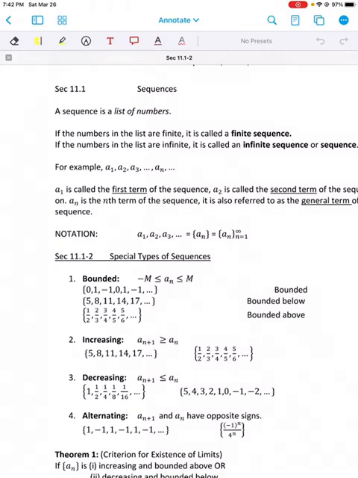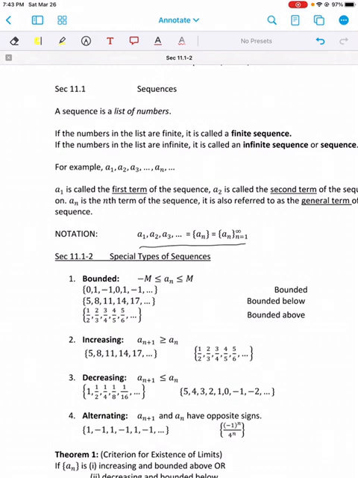We just learned what a sequence is. It's a list of numbers basically, and each number is named as a term of the sequence. The first number is the first term, second number is the second term, and so on. And the notation for writing a sequence is something like this.